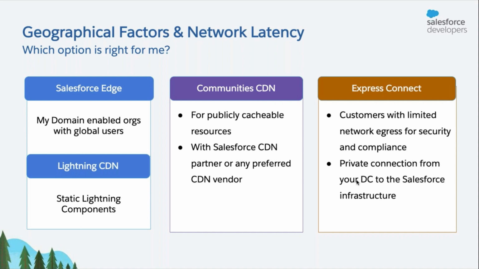The difference being for communities, you can use your own CDN vendor as well, as opposed to the one that you have partnered with. Finally, Express Connect is another service which helps you reduce latency when you're using a private network. I'm not going to share more details on this. Just use this term Express Connect and connect to your customer success representatives.